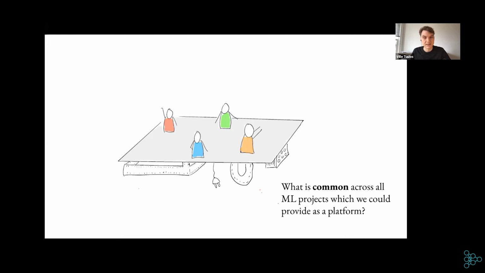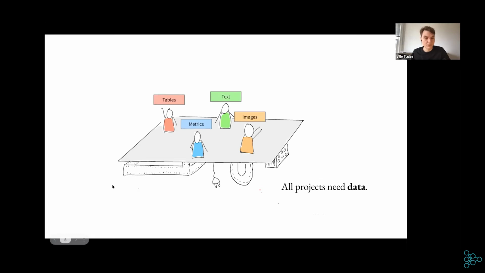It feels that some concerns are very specific to deep learning, and some concerns are more specific to classical statistics or classical machine learning. But it also feels that there are some concerns that are common across all projects. And of course, one really obvious answer, if you look at all data science projects, is that all projects need data. The type of data, the modality of data, may be different.